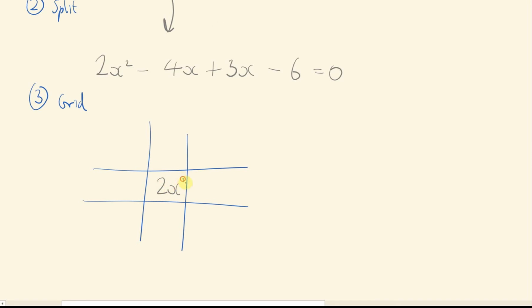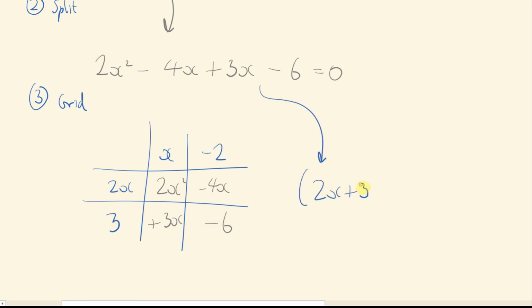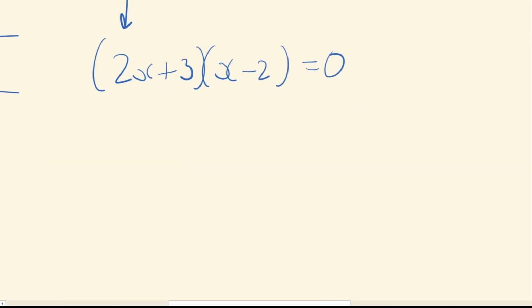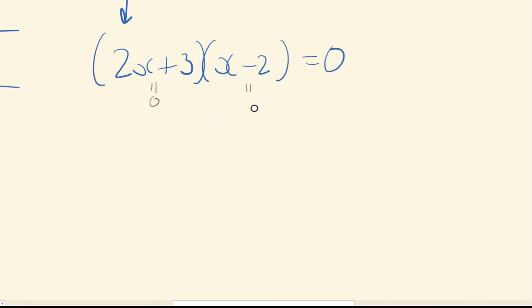So we have 2x squared minus 4x plus 3x minus 6. And we're going to fill in what's around the outside. So here must have been an x, here we had minus 2, here we had 2x, and here we had 3. So therefore this factorizes into 2x plus 3 and x minus 2. And then again we solve each bracket equal to 0, so either this is 0 or this is 0. Here that tells me that x is going to be minus 3 over 2, and here it tells me that x is going to be 2.